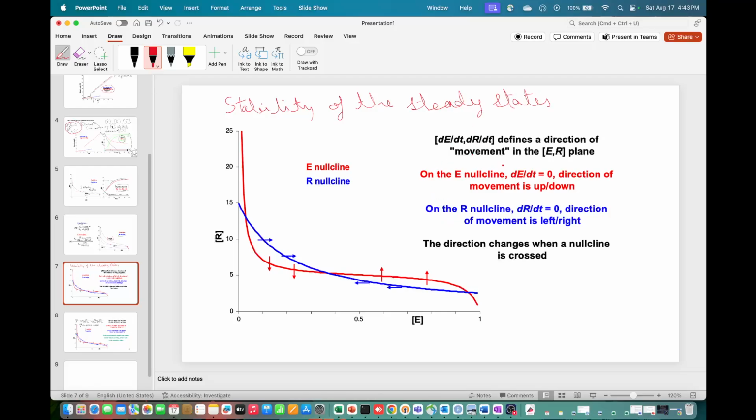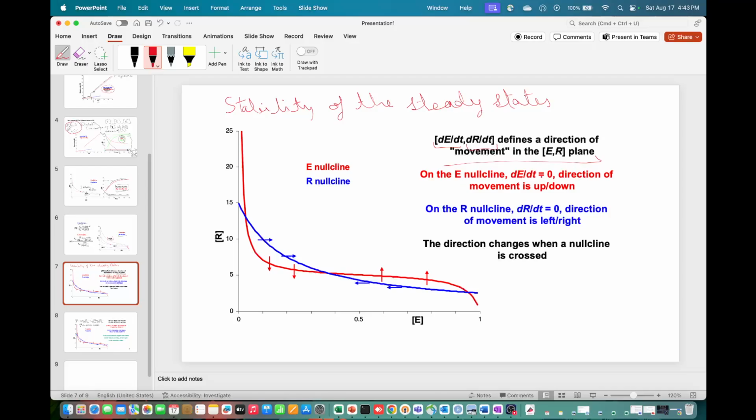Basically dE/dt and dR/dt will tell you, remember from the phase plane analysis, if you are at a slightly higher or a slightly lower value compared to the steady state, will it pull you towards the steady state, or will you be repelled away from the steady state? So dR/dt and dE/dt will define the direction of movement in this particular plane, right?